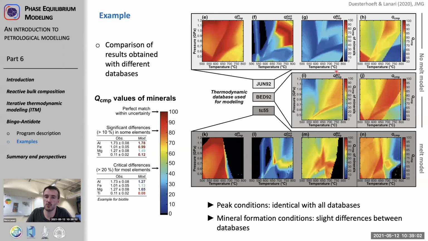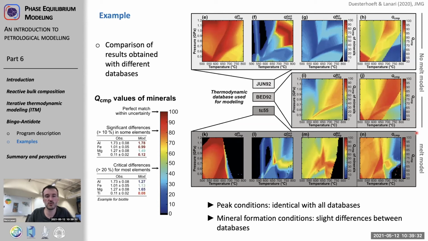Of course, there is a strong effect of the solution model that you decide to select. And this is exactly why we selected this solution model with the bad model for biotite. So if you exchange the model of biotite and you go for a model that Eric Djurstoff produced that is compatible with the Berman database, then you increase the maximum value on the Qcmp map of biotite to about 70%.